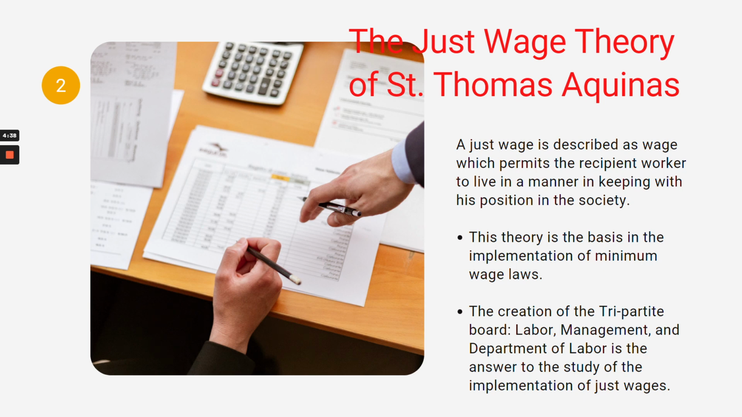While it could not be consistent with the minimum requirements for a decent living in the social organization, it responds to the basic requirements for subsistence living. So although it's not very stable, it's not consistent, it should still provide a decent living status for the employee.